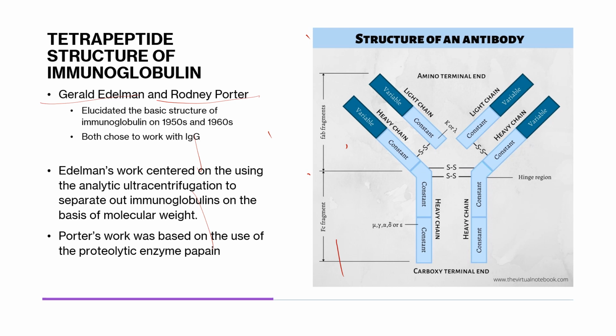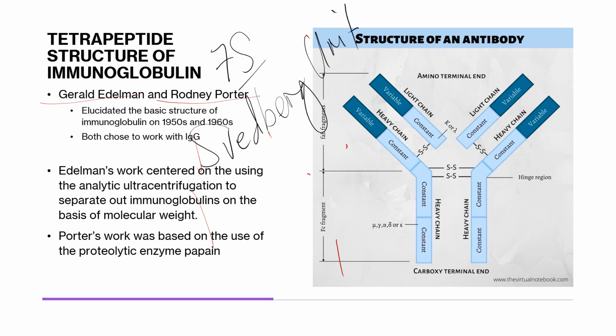Now, Edelman's work centered on using analytical ultracentrifugation to separate out immunoglobulins on the basis of molecular weight, while Porter's work was based on the use of a proteolytic enzyme, which is papain. Edelman found that the intact IgG molecule has a sedimentation coefficient of 7S. Now, the S here is the Svedberg unit, which indicates the sedimentation rate in an analytical centrifuge. Larger molecules will travel farther and thus have a larger sedimentation coefficient. That is according to Edelman.